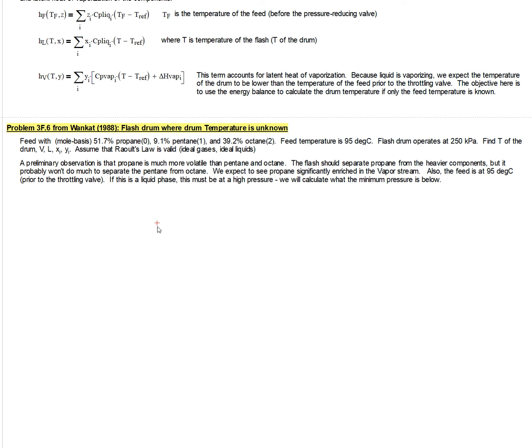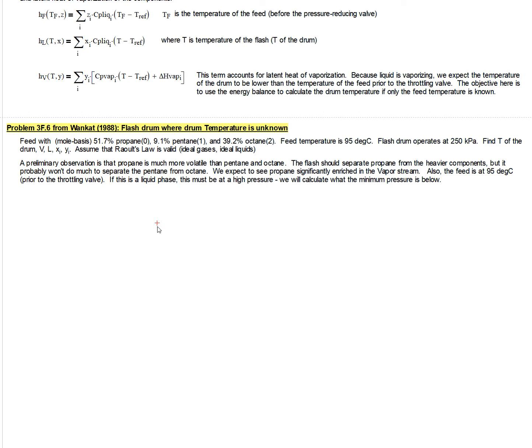We're told that the feed on a mole basis is 51.7% propane, 9.1% pentane, and 39.2% octane. We're told that the feed temperature before it goes through the throttling valve is 95 degrees C. The flash drum operates at 250 kilopascals.